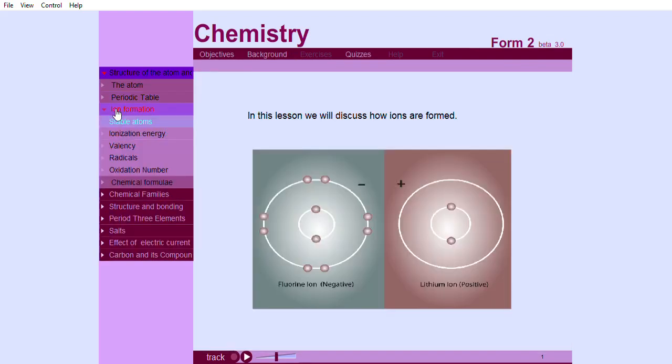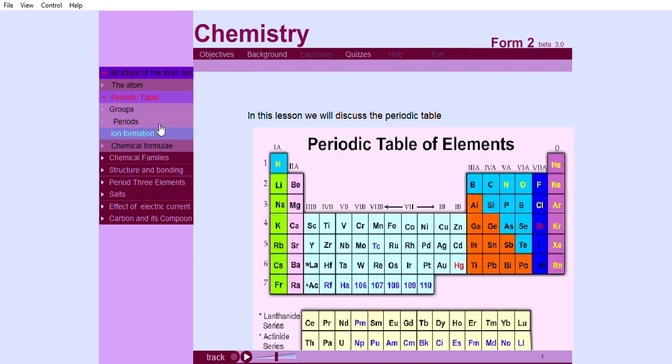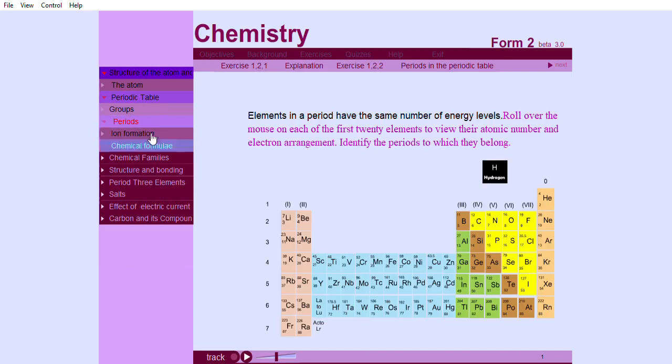In this lesson, we will discuss how ions are formed. In this lesson, we will discuss the period. Elements in a period have the same number of energy levels.